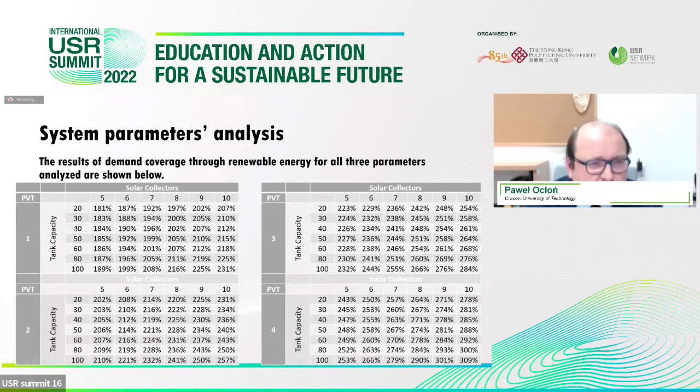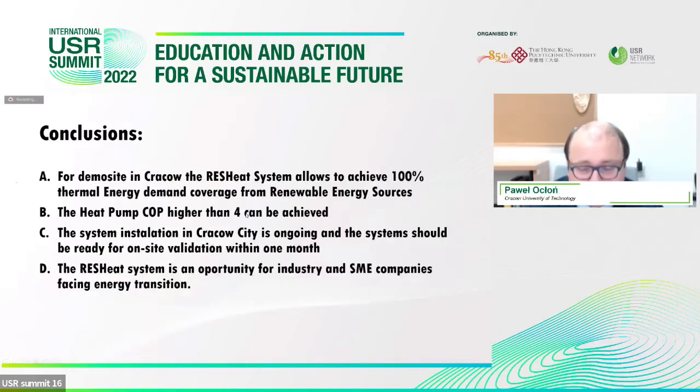Frankly speaking, to cover only the heating, one soundtrack PVT, 5 soundtrack solar collectors, and a tank capacity of 20 cubic meters would be sufficient. But we are trying to make this coverage as high as possible, so we are using more of them, and also to have a safety margin.